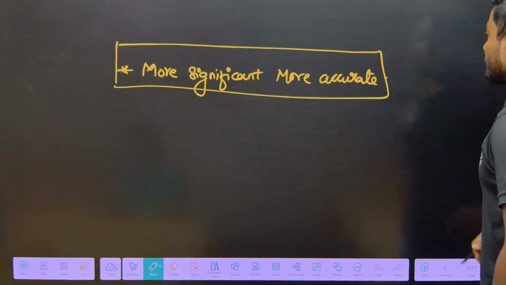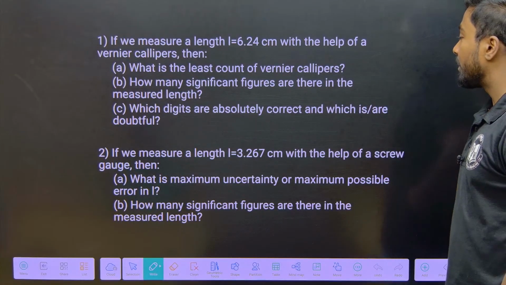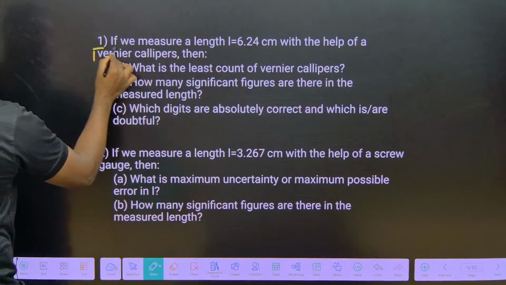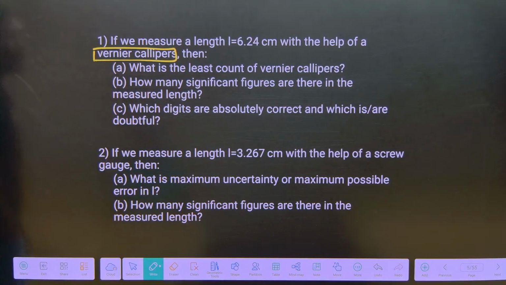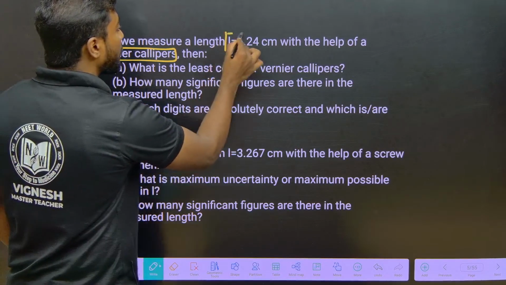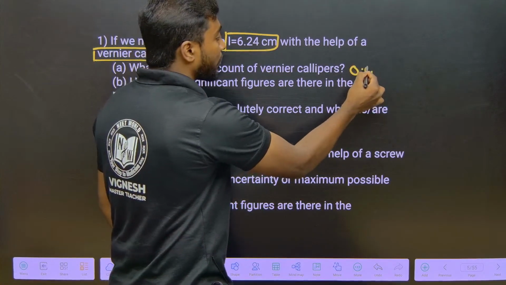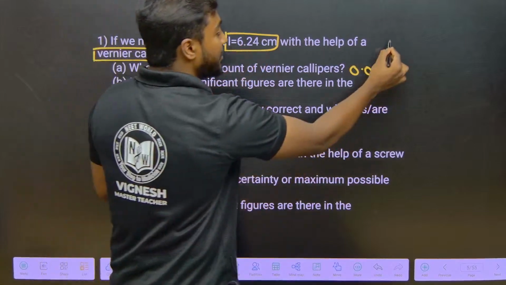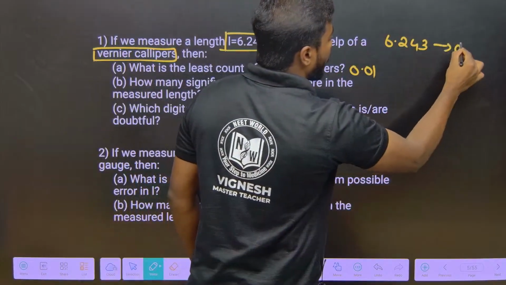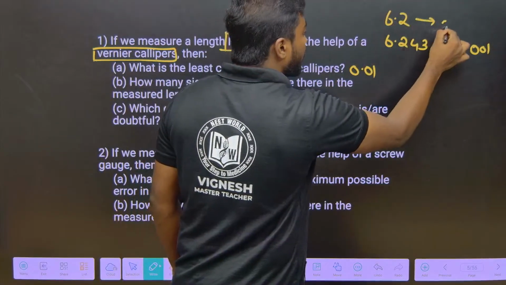Next, suppose we measure a length L equals 6.24 centimeter with the help of a vernier caliper. A vernier caliper is an instrument used to measure an object. They are asking what the least count of the vernier caliper is. If L is 6.24, the least count will be 0.01. If L is 6.243, the least count will be 0.001. If it is 6.2 only, the least count will be 0.1.